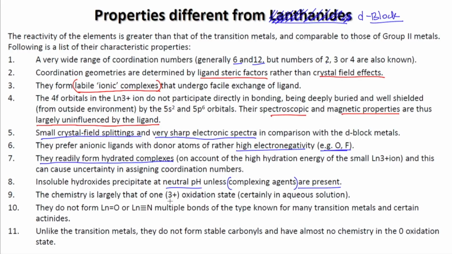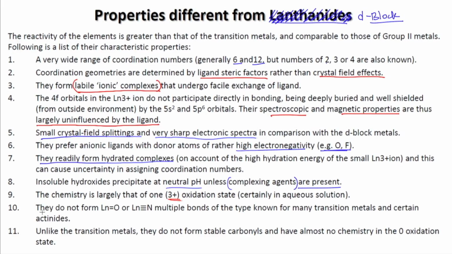The chemistry is largely that of +3 oxidation state for the lanthanides, whereas in the D block elements the chemistry is for the variable oxidation state. You have seen even +7 oxidation state in case of manganese, to +1 oxidation state in case of titanium and copper.